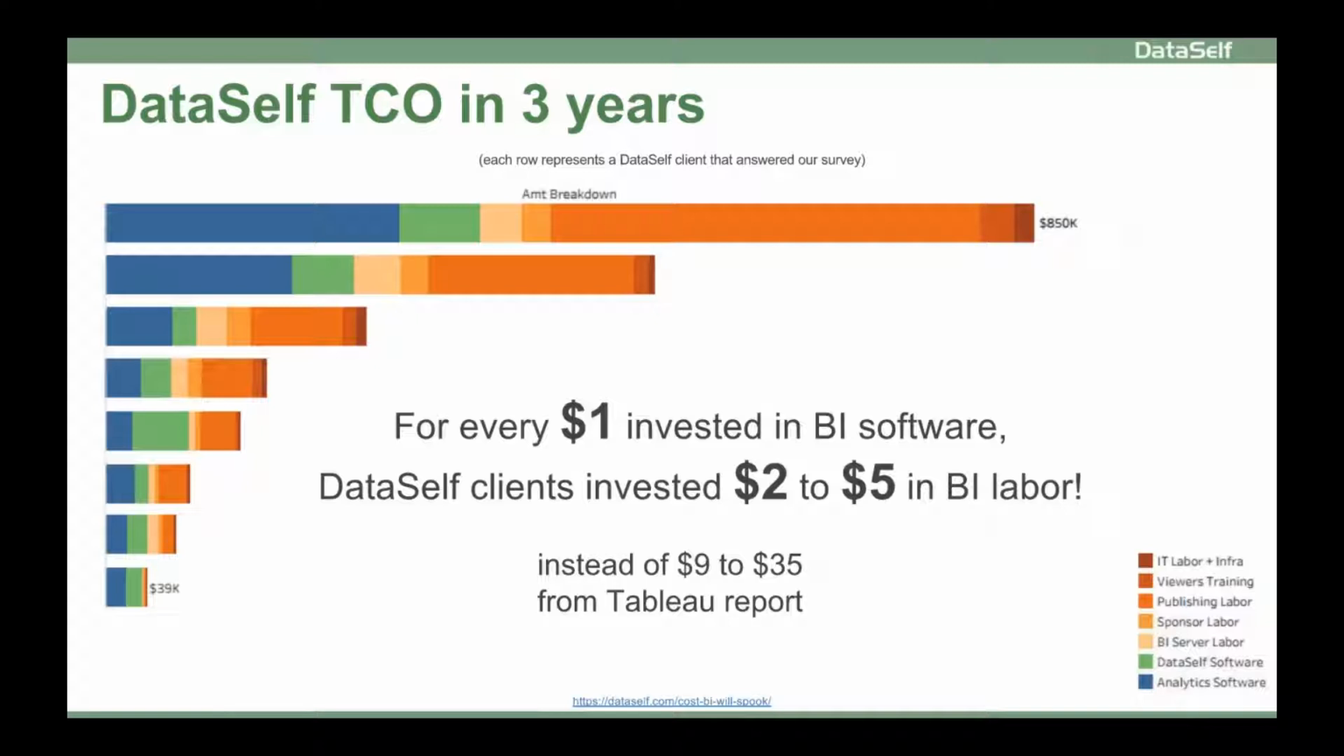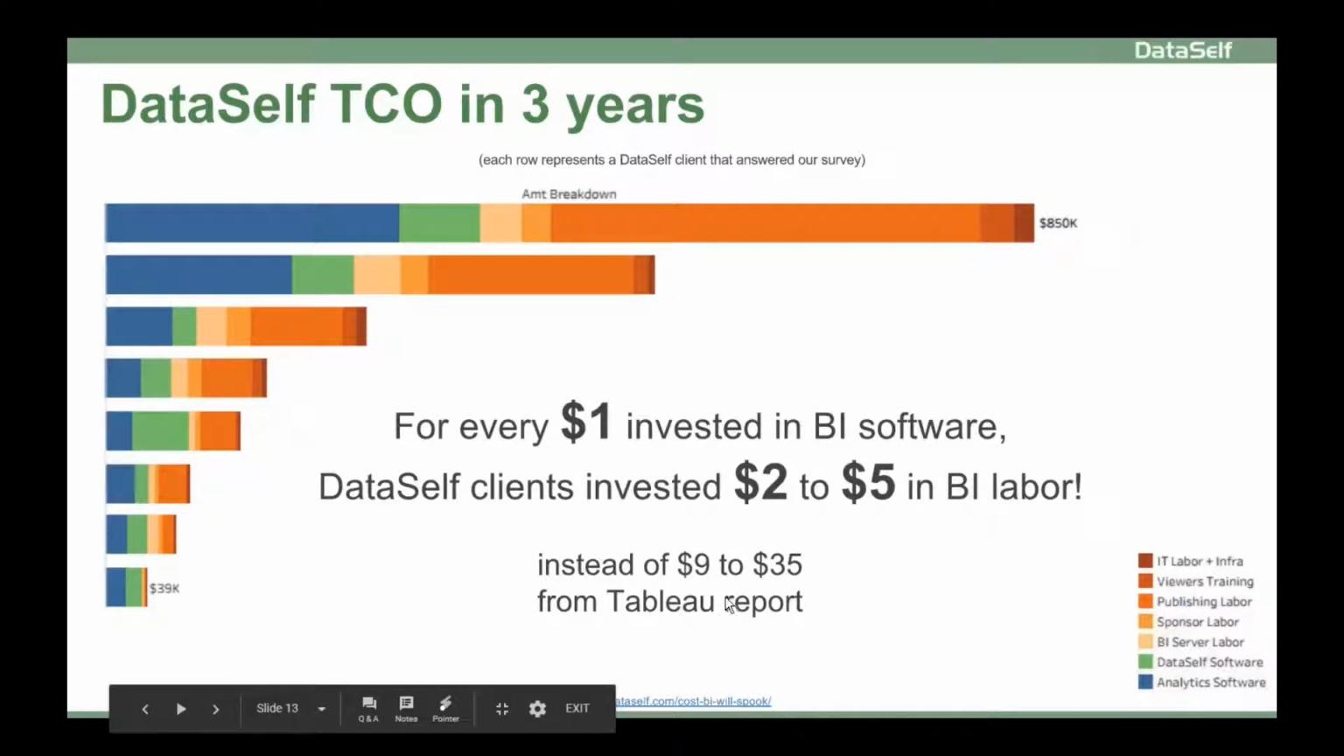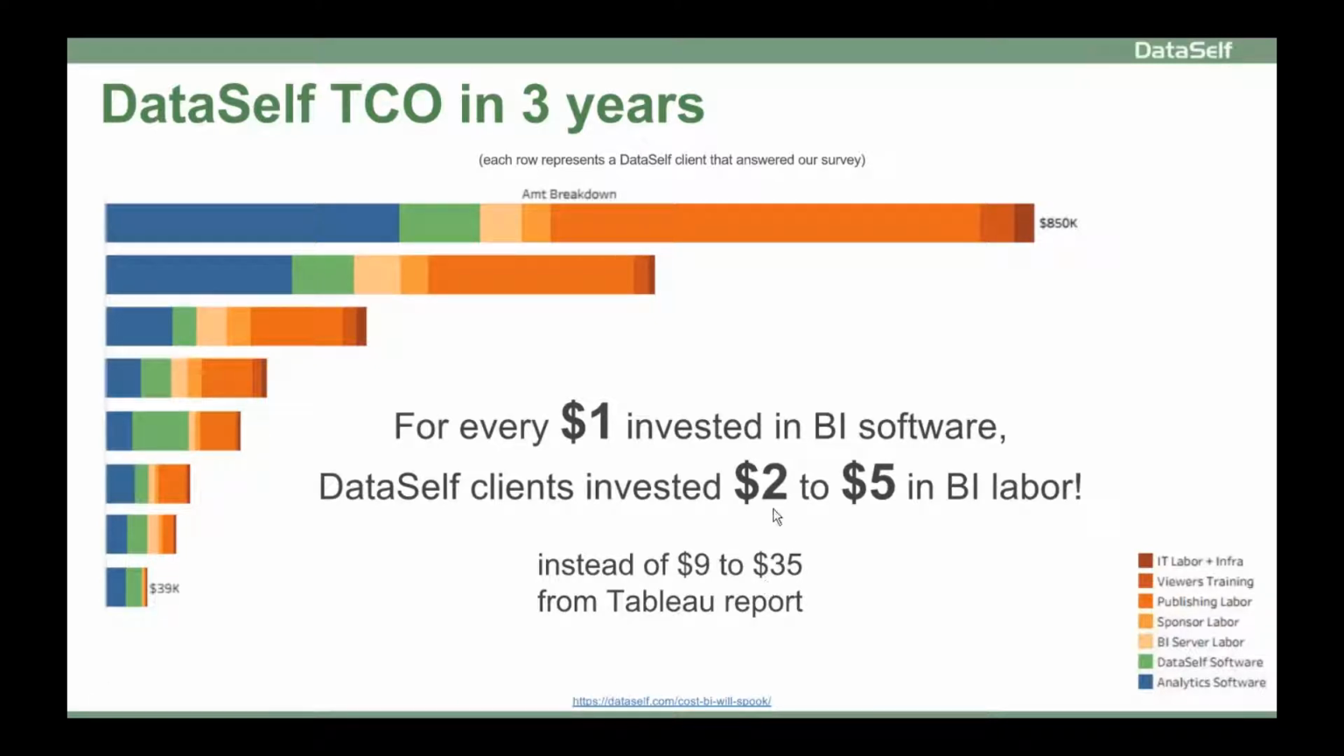If you remember from the prior slide, if you start things from scratch, it takes $9 to $35 in labor. Our clients' is less than half. It's usually almost 4 times smaller than the minimum and 7 times smaller than the maximum. So it's a lot easier, a lot faster. And why? Why is the DataSelf solution so much more efficient?